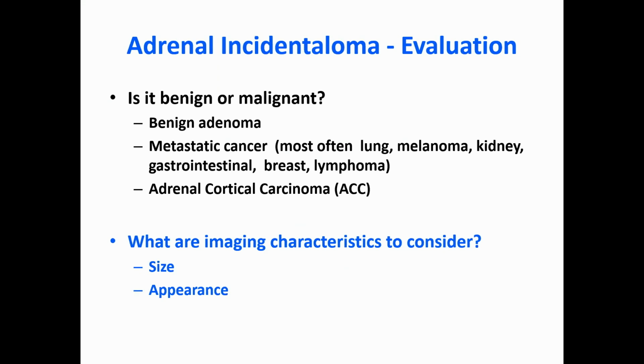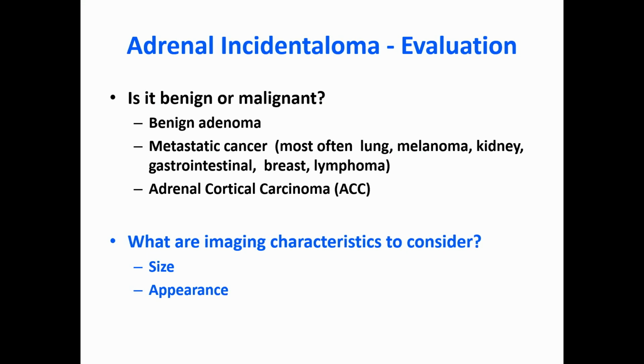So then the next part of the evaluation, in addition to asking, is it functional, is, is this a benign lesion or is this a malignant lesion? You could have a benign adenoma, or you could have a more concerning malignant lesion, such as metastatic disease and adrenal cortical carcinoma. This slide lists common metastatic diseases that can present in the adrenal gland, including lung, melanoma, kidney, gastrointestinal, breast, and lymphoma.